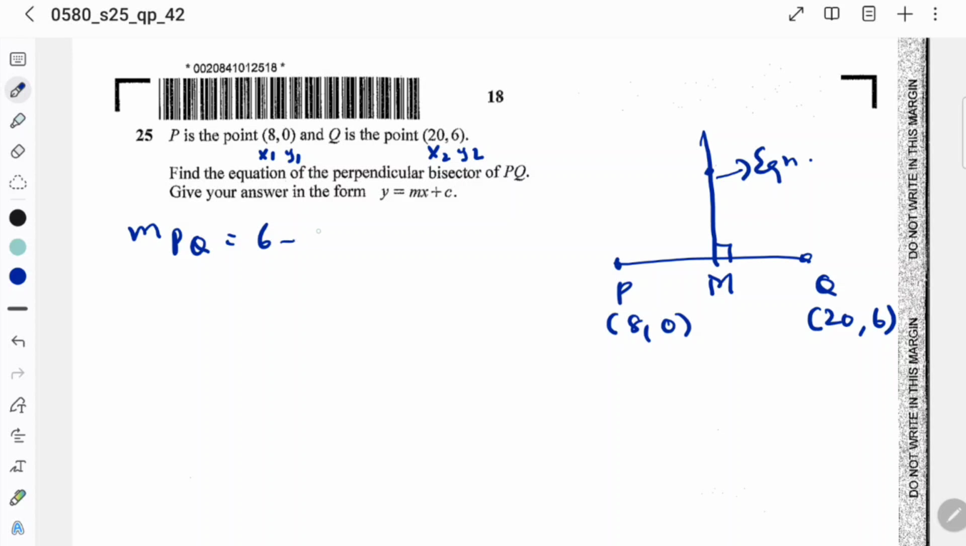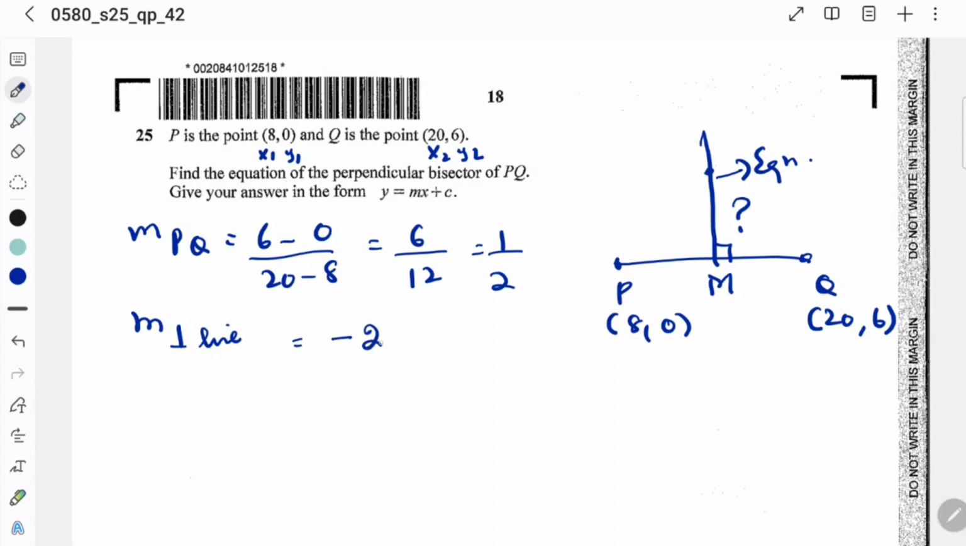Y2 minus y1 upon x2 minus x1, 6 over 12, is equal to half. So the perpendicular line, which is the required line, if this is half, this will be equal to minus 2, because m1 multiplied by m2 equals minus 1. Half into the gradient is minus 1, so the gradient of the perpendicular line will be minus 2.